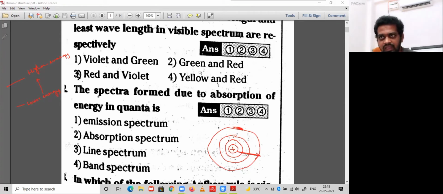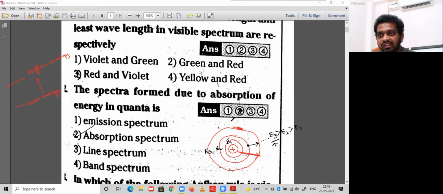Suppose E1 is the energy of the first shell, E2 is the energy of the second main shell, and E3 is the energy of the third main shell. If you compare the energy levels, E3 is more than E2, which is more than E1, and so on. I hope all of you understood. So the energy of the outermost shell is more than that of the inner shells. Now, when the electron gains energy, it jumps from a lower energy level to a higher energy level. During this situation, we observe absorption spectra. So option 2 is the correct option.